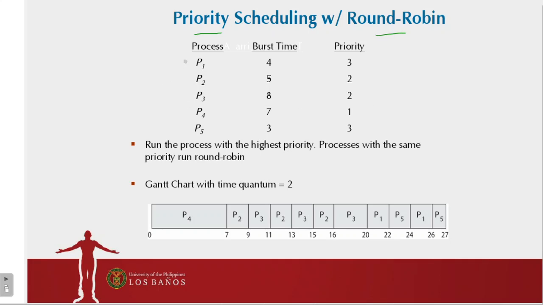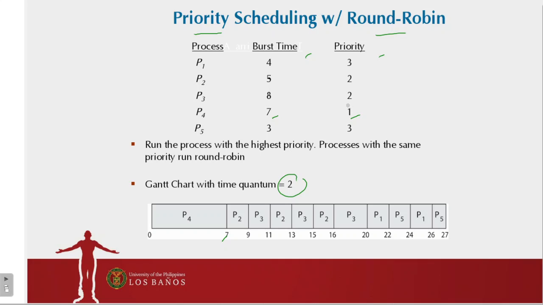So given this set of processes, again we have 5 processes, their burst times and priority. So what we do is run the process with the highest priority, and for processes with the same priority, run round robin. So let's say we have a quantum of 2. So this is the schedule. First we start with the highest priority process, which is process 4. And it eats up 7 time units of the CPU.